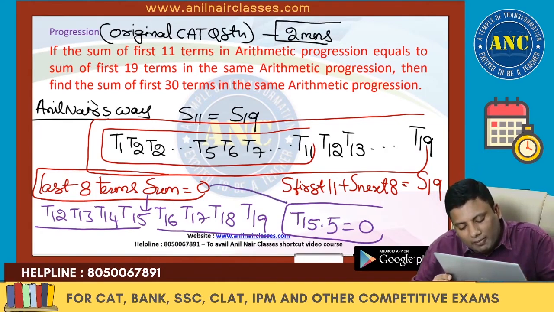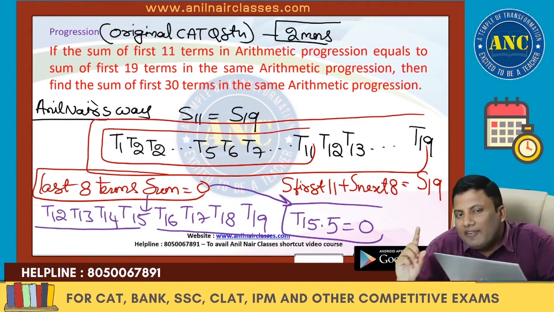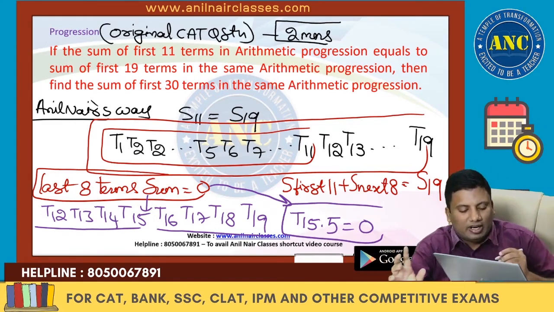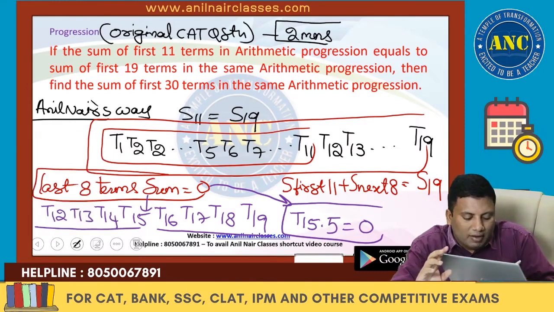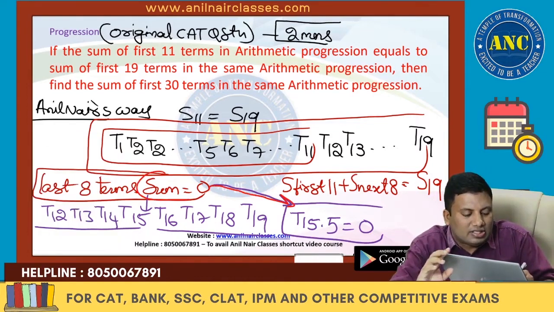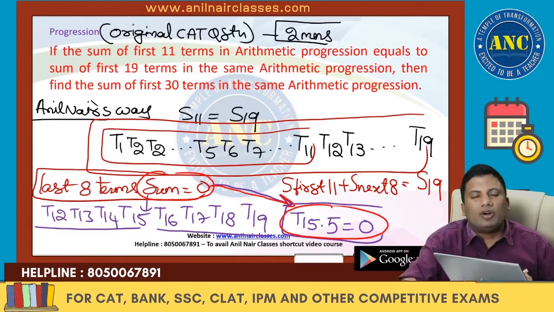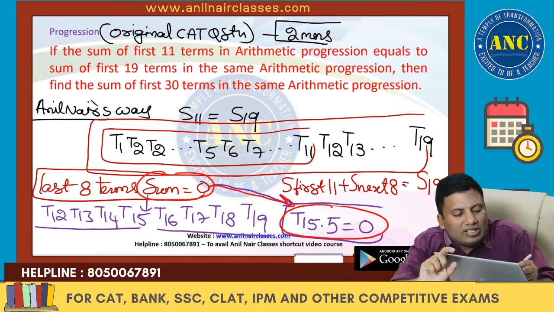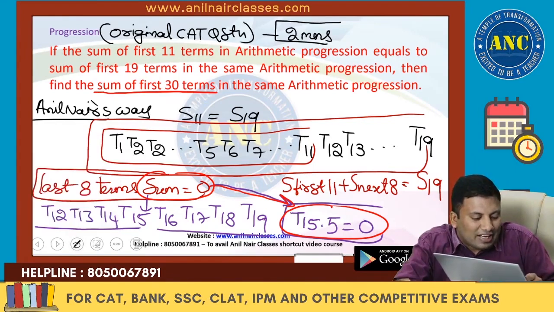Because the sum is 0. Middle value is nothing but the average. Average is given by sum of the quantities divided by number of the quantities. If the sum is 0, the average of the last 8 terms will be 0, which means T15.5 will be 0. Now what is the question that he is asking? Sum of the first 30 terms.